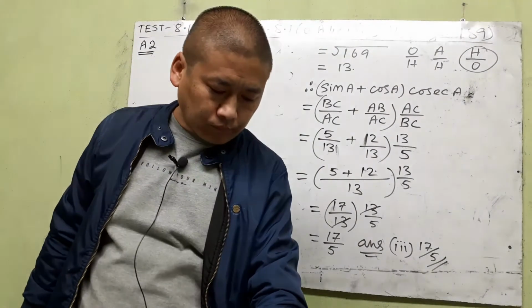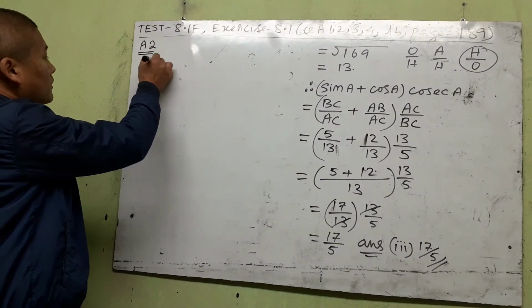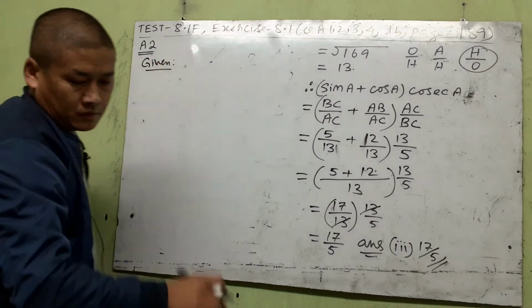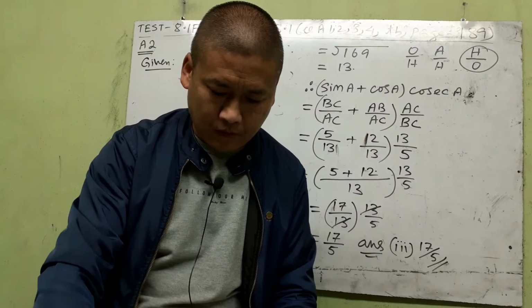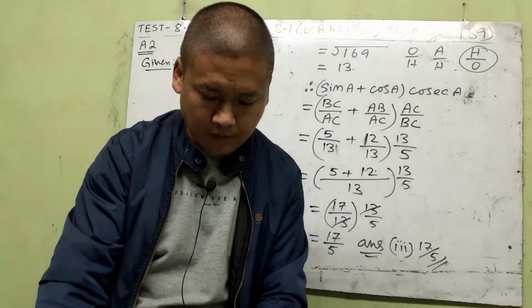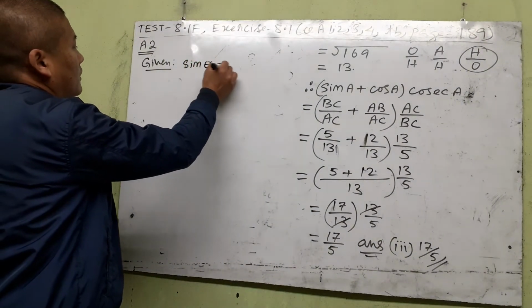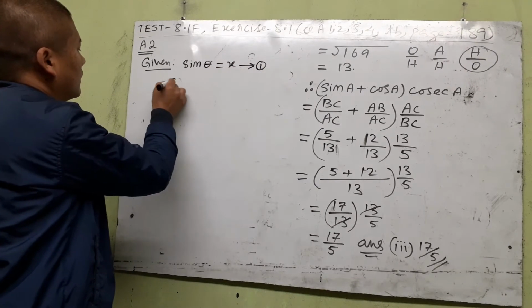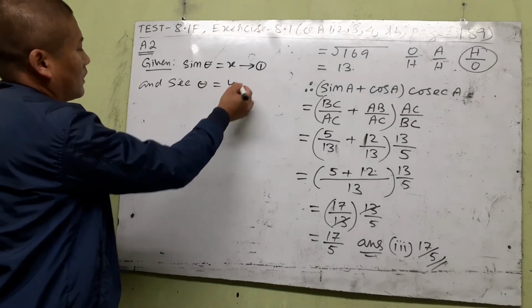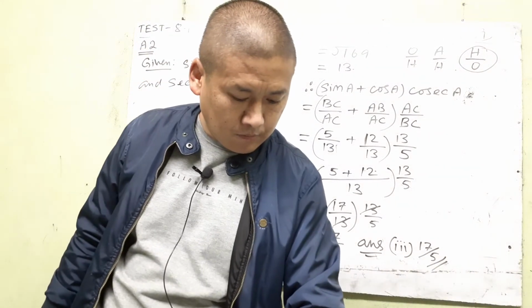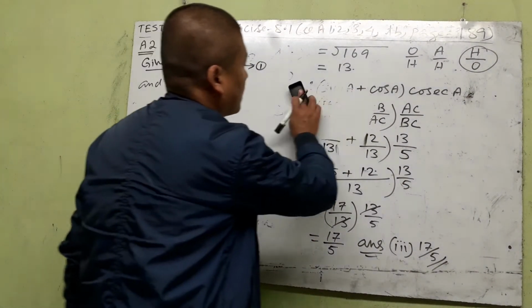Here, sine theta is x and sec theta is y. So let us write, given sine theta is x, let's put this as equation 1, and sec theta is y. We need to find out cot theta, so let us manipulate this.